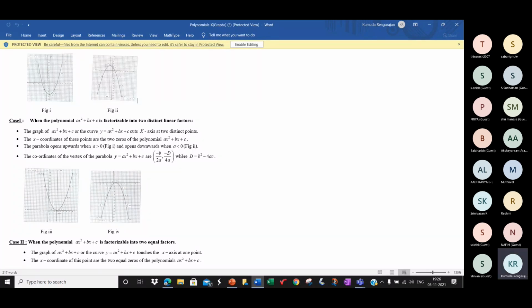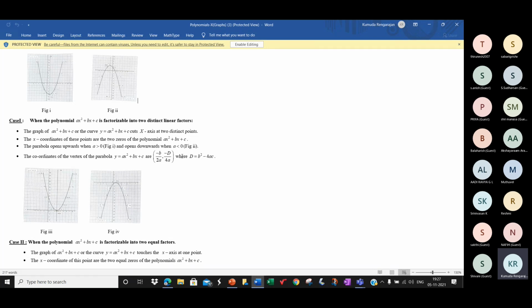A equal to 0, not possible. So a greater than 0 or a less than 0. A greater than 0 meaning the value of a is positive. A less than 0 meaning the value of a is negative. So when it's like 4x squared plus something, the value of a is 4. It's greater than 0. Then the parabola, when you make the graph of this polynomial, will open upwards.